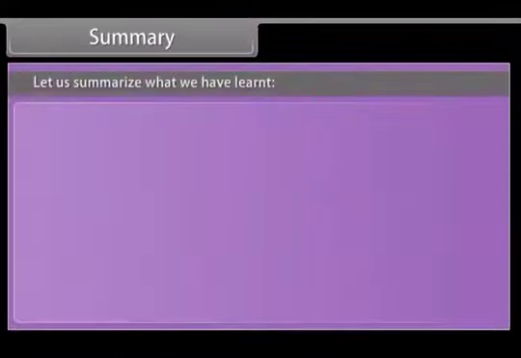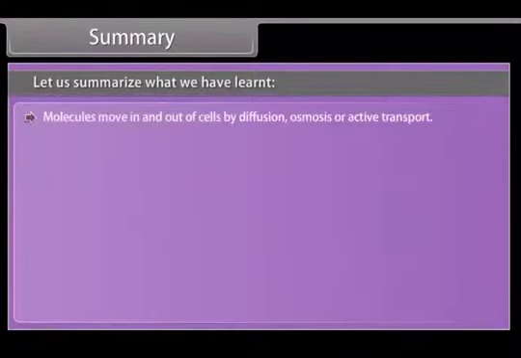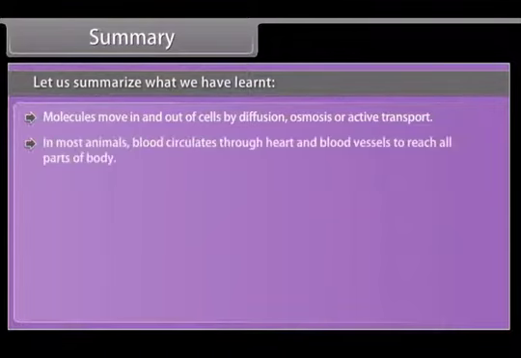Summary. Let us summarize what we have learned. Molecules move in and out of cells by diffusion, osmosis, or active transport. In most animals, blood circulates through the heart and blood vessels to reach all parts of the body.